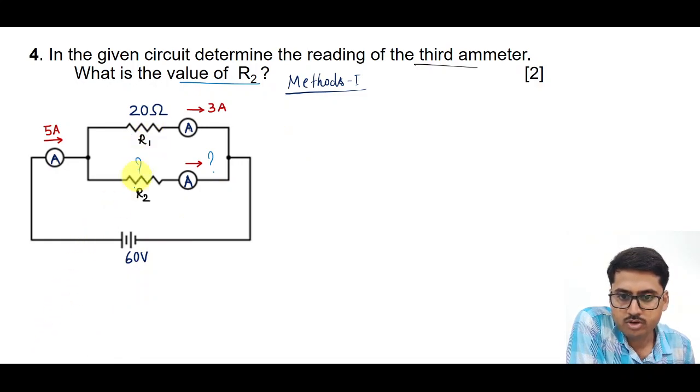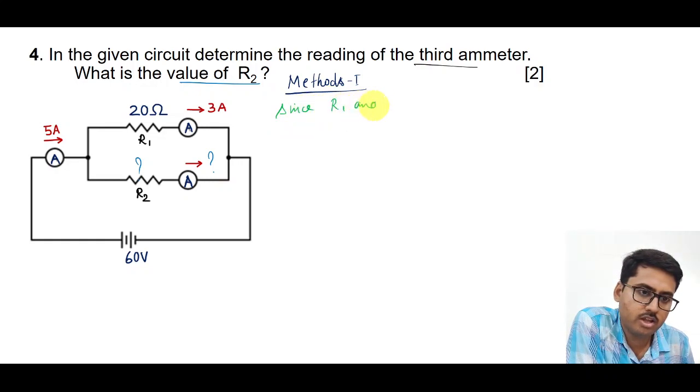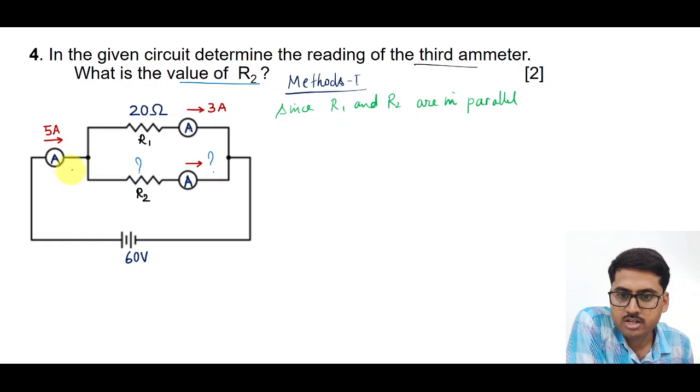Since R1 and R2 are in parallel, which means that the current will be divided. This 5 ampere that is coming here from the source is going to get divided here. Some of the current is flowing over here, and that is 3 ampere, and some of the current will be flowing over here. So if I call this I1, and this I2, and the total current I, then I will be equal to I1 plus I2.